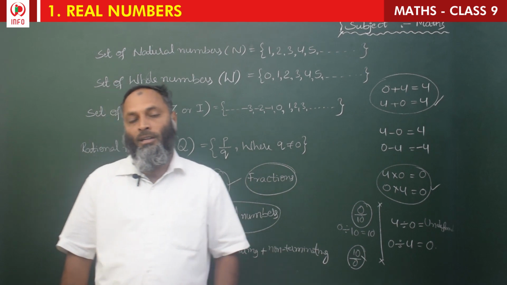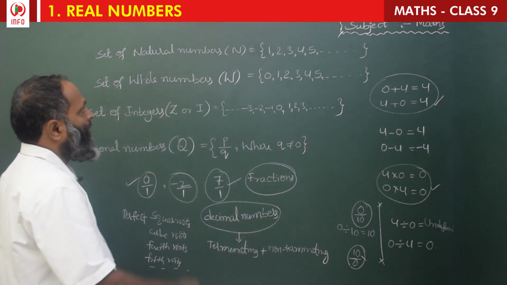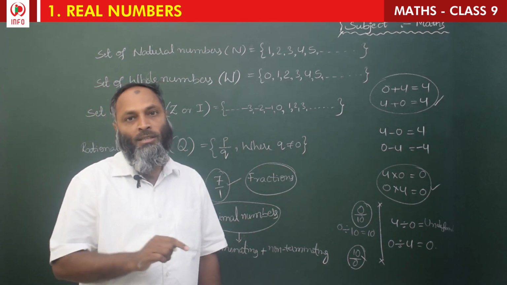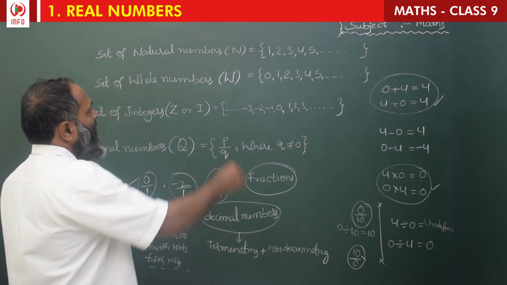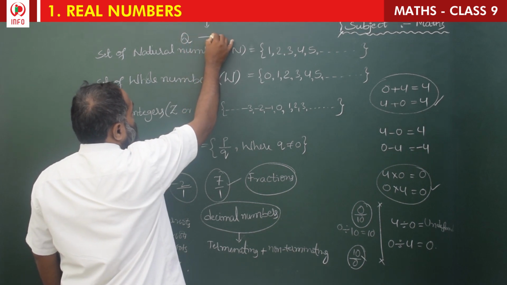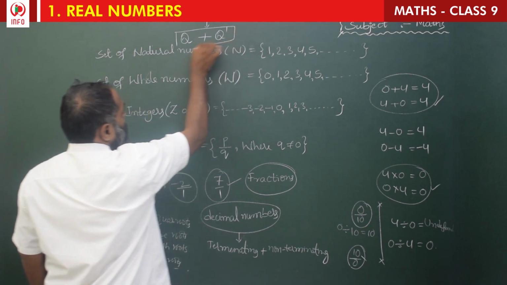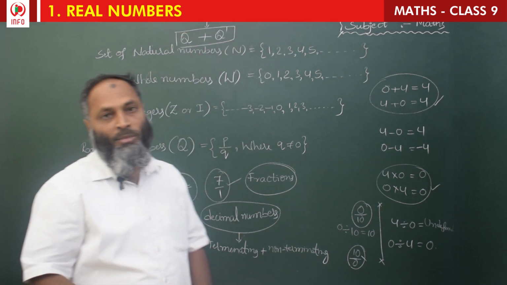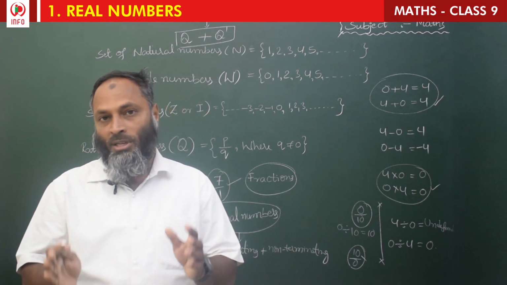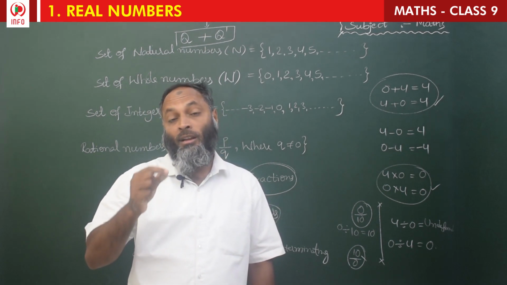So, what are we going to learn in this class? Now, we are going to learn about real numbers. What are real numbers? Real numbers are the combination of rational numbers and irrational numbers. All rational numbers and all irrational numbers are real numbers. This is about real numbers.